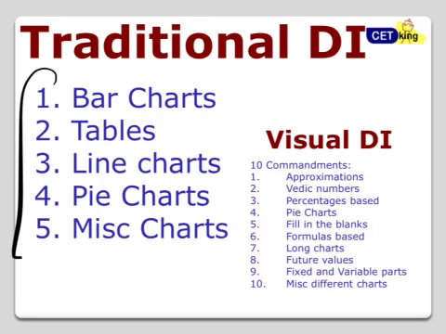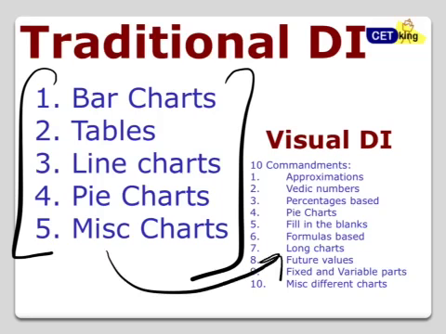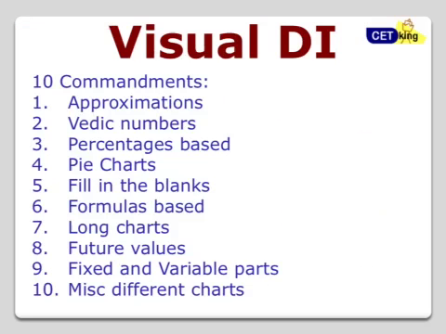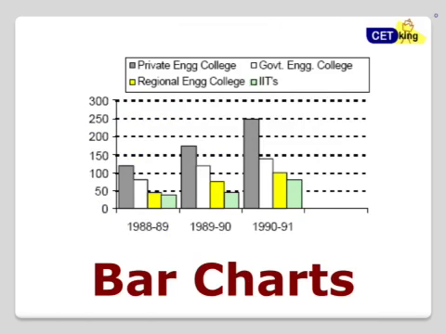Alright, these are the five major types of questions we have: bar chart, tables, line, pie, and miscellaneous, which have been converted into 10 different commandments. If you understand each of these 10 commandments, it's more than sufficient for you to crack the exam with shortcuts, obviously. In this video, I'm going to talk about the bar charts. That's the topic in this video: bar charts.